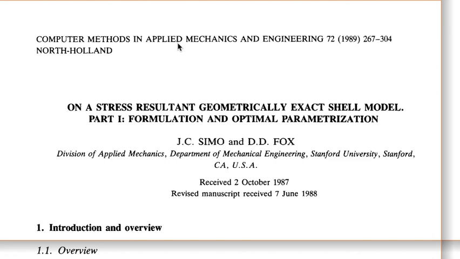Now the second category or second approach to solve beam, shell, plate problems is through a directed continuum, or we call it the Cosserat continuum. In this continuum we have for each particle 6 degrees of freedom, 3 translational and 3 rotational.